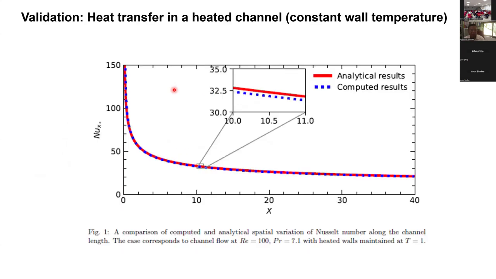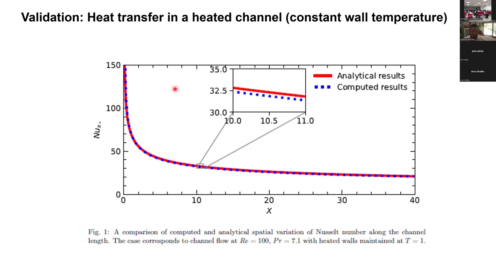So for this problem we have done grid size independence and domain size independence. Here the domain is actually the channel length. I'm not presenting those results, but they are available in the paper which I cited in the previous slide. So this is a basic validation.